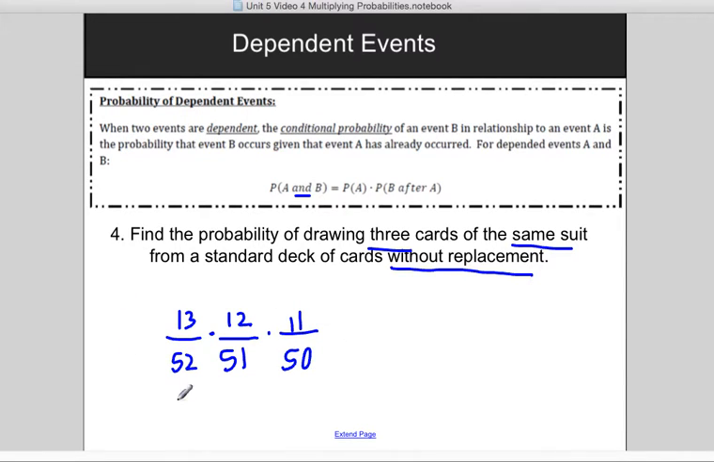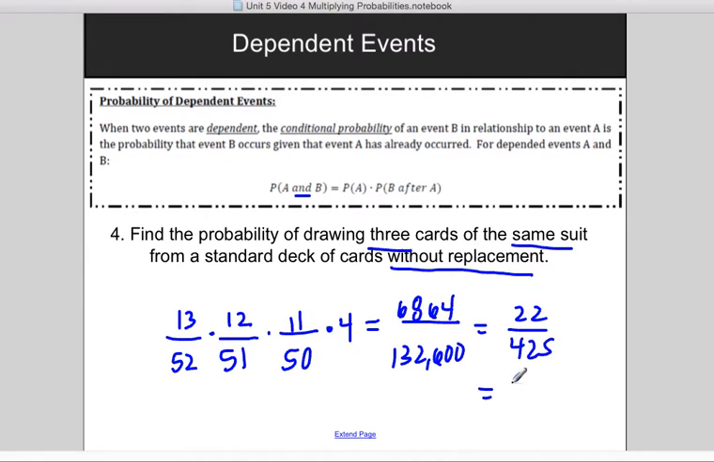And the trick with this one is, how many suits are there to choose from? Well, there's hearts, diamonds, clubs, and spades. So there's 4 suits, so we have to include that in our probability. So multiply it by 4, because there are 4 suits. If I multiply this out, I get 6,864 over 132,600, which is 22 over 425 reduced, and as a decimal, it's 0.052. So there is example 4.